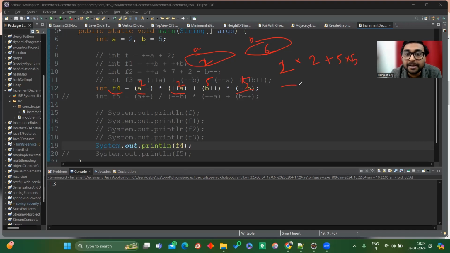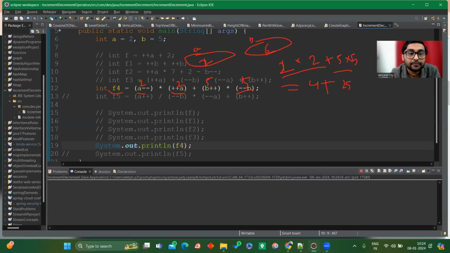So what will be my current value for this one? We have to apply the BODMAS rule. So 2 into 2 is 4 and 5 into 5 is 25. After adding these two, my current value will be 29. Let's see whether the value is 29 or not. Yes, the value is 29.